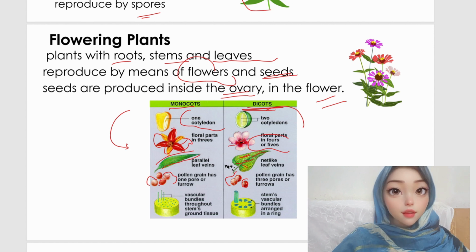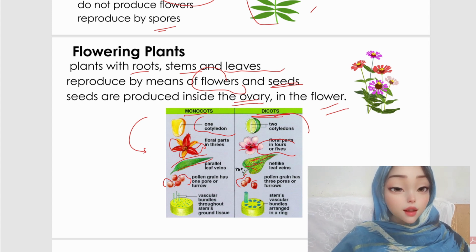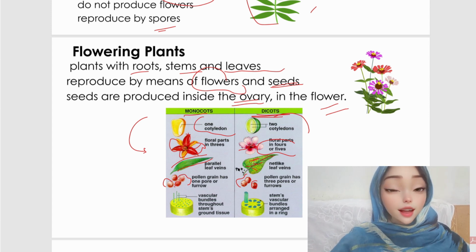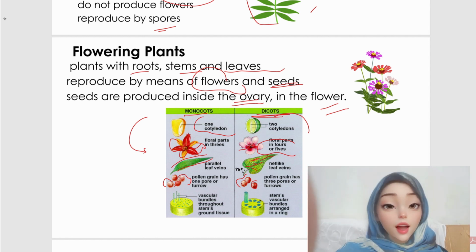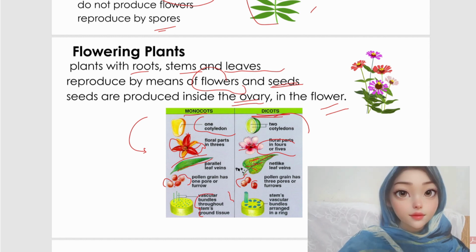Next here, in the monocots the vascular bundles are scattered throughout the stem like ground tissue, while in the dicots the stem vascular bundles are arranged in a ring.